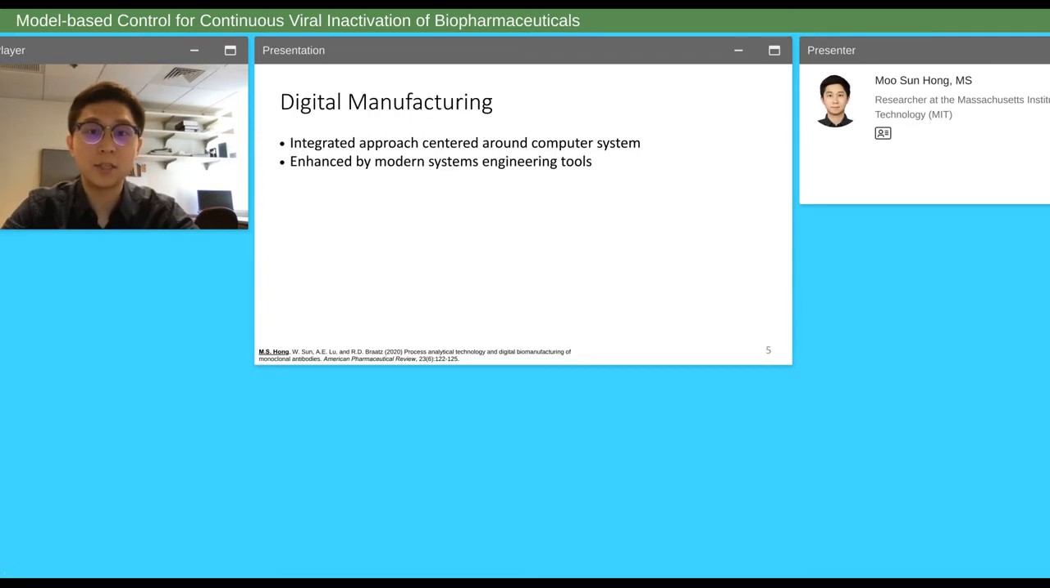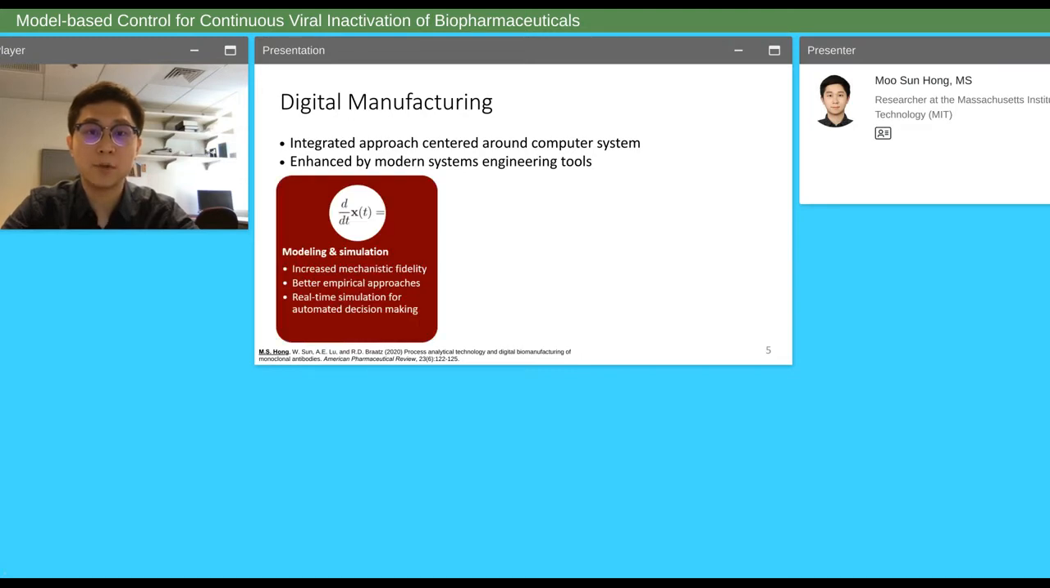These trends ultimately lead biomanufacturing to digital manufacturing. Digital manufacturing is an integrated approach to manufacturing that is centered around the computer system. And again, digital manufacturing is enhanced by using modern systems engineering tools.